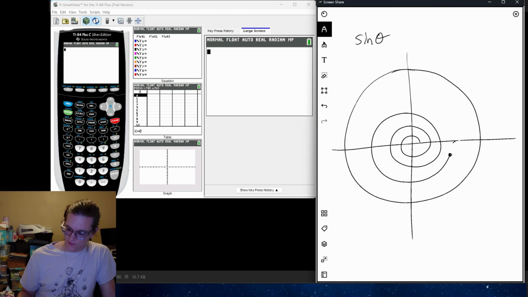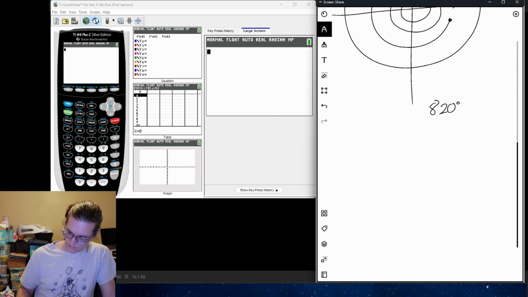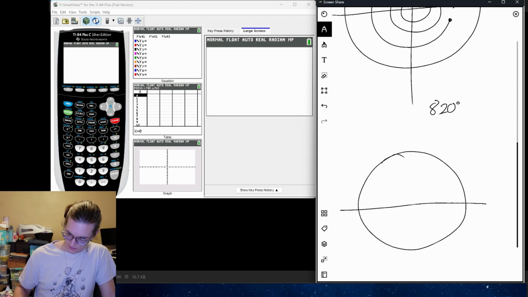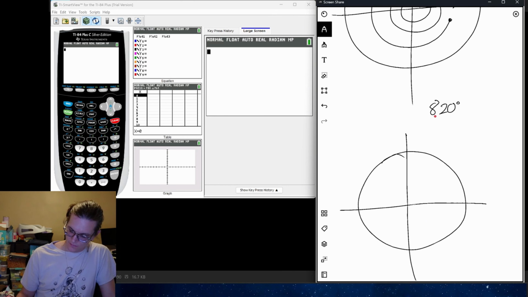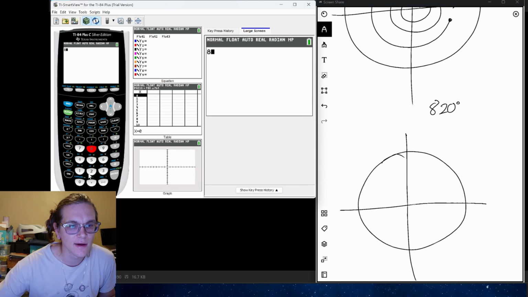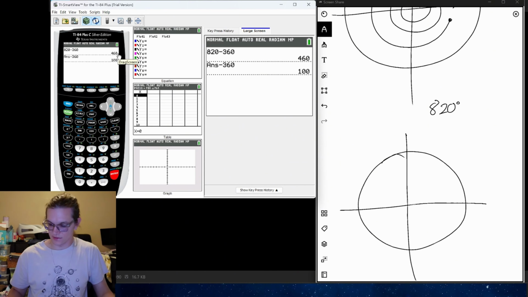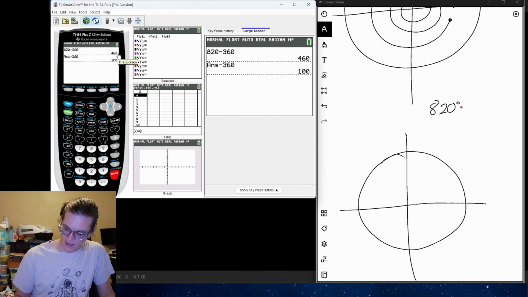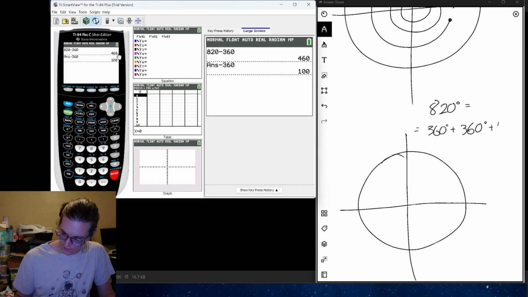You might get an 820-degree angle. Someone might give you that. Well, let's see, what would an 820-degree angle be? First thing I would do is start subtracting 360 from there. So 820 minus 360, that's still greater than 360, so I would subtract another 360. From that result, you can see that 820 equals 360 plus 360 plus 100.